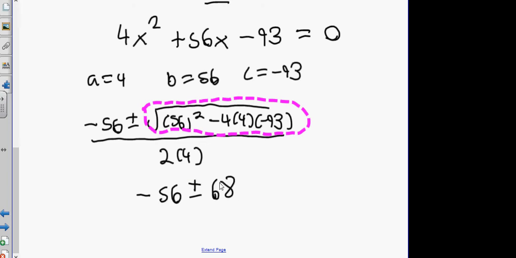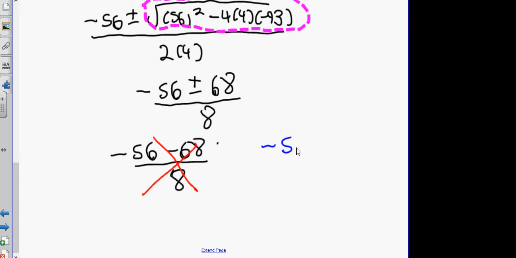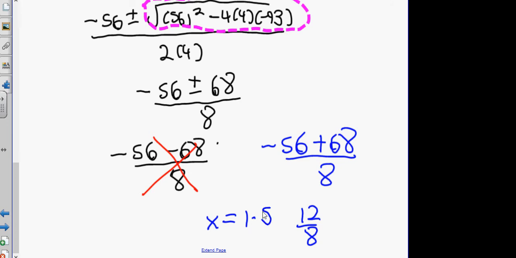Now, what is x in this question? x is defined as the width of the path. It can't be a negative number. So if you're going to get a negative number, it means you've gone wrong. So we can automatically rule out the minus version, can't we? It has to be a positive number, so that's not going to be the correct answer. The correct answer will be the blue part over here, which is minus 56 plus 68 divided by 8, which is going to give us 12 divided by 8. Therefore, the width of the path is 1.5.